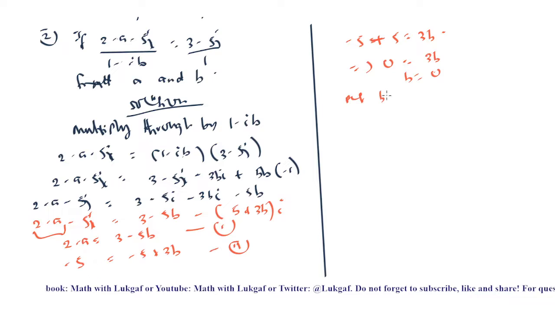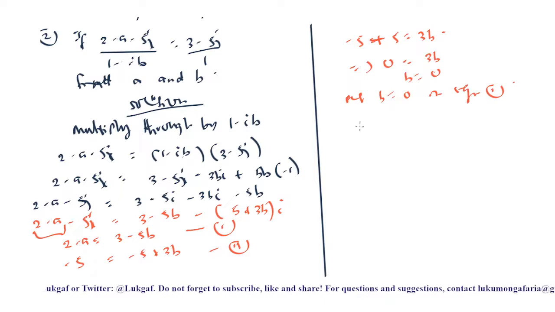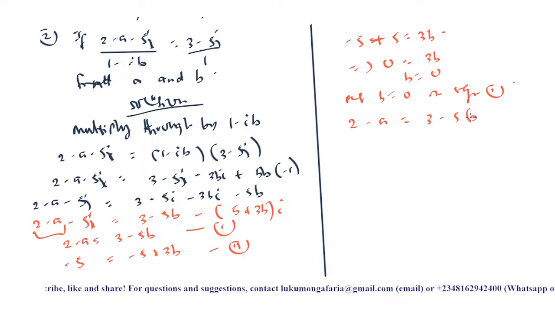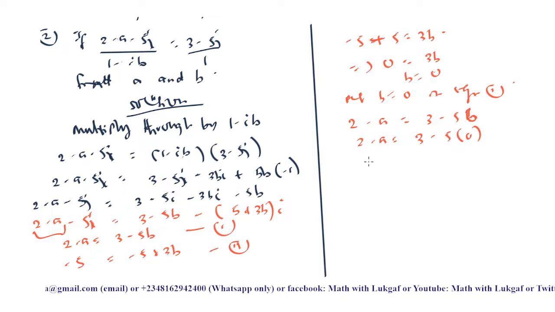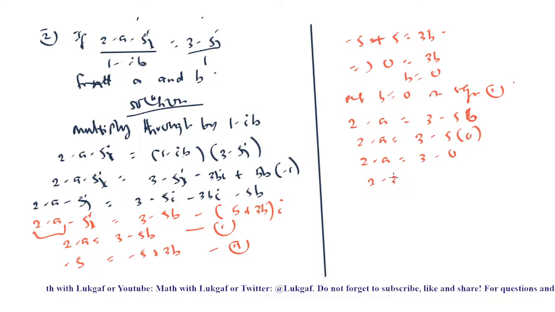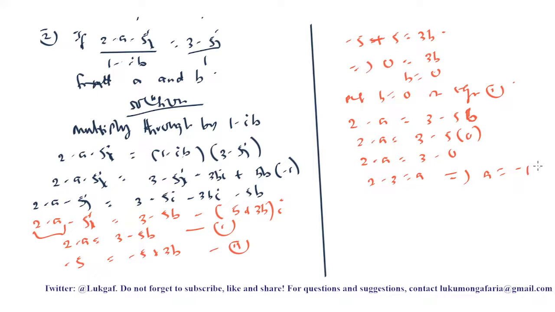And you can now put B equals 0 in equation 1. Don't forget your equation 1, we have that 2 minus A is equal to 3 minus 5B. Now your B is equal to 0. If you substitute the value of B to be 0, I'm going to have 5 times 0. That's 2 minus A equals 3 minus 0. Then if you collect the like terms, you have 2 minus 3 is equal to A, which implies that your A is equal to minus 1.